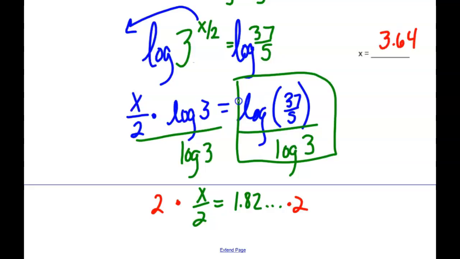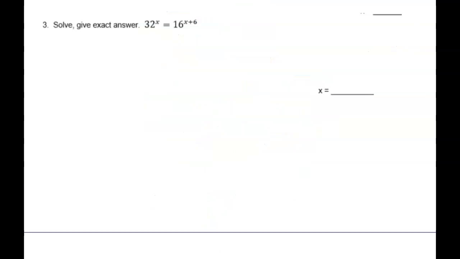Any questions? All right. This says an exact answer. That's really the hint to the fact that you're not taking the log of both sides here.